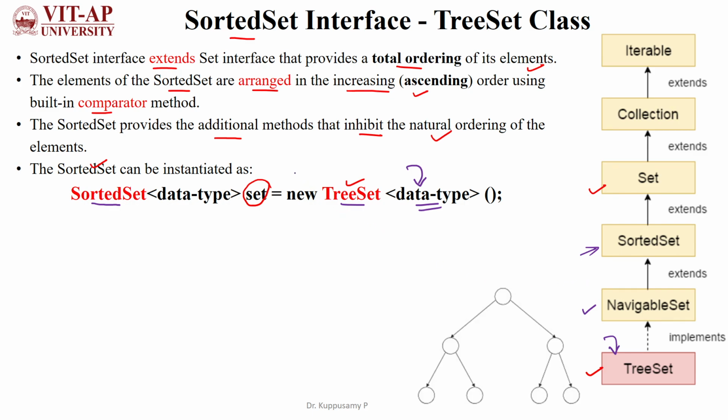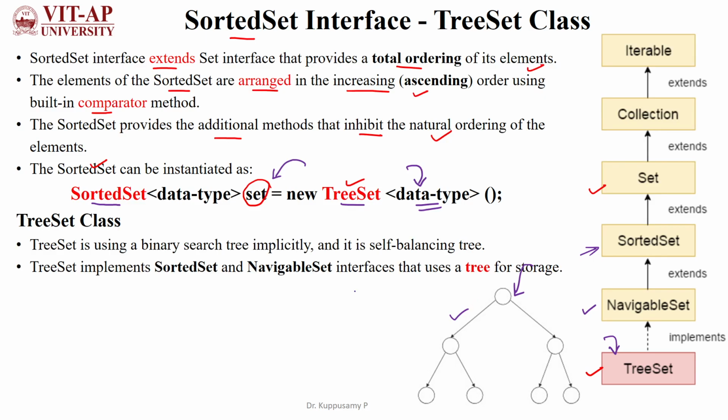When we are instantiating the set object variable, automatically the default structure, implicitly a binary tree, will be created. So the TreeSet is using the binary tree concept implicitly, and also the nodes are self balancing automatically. The level of the nodes in the tree will be balanced by itself to give a balanced tree approach. The TreeSet implements the SortedSet and NavigableSet interfaces.